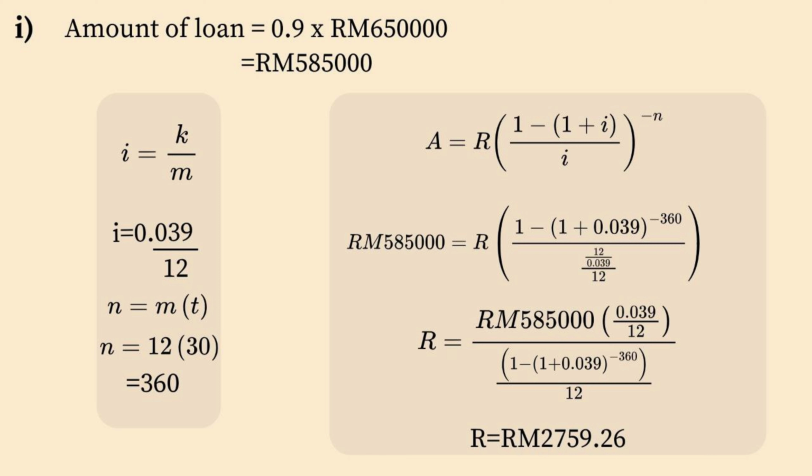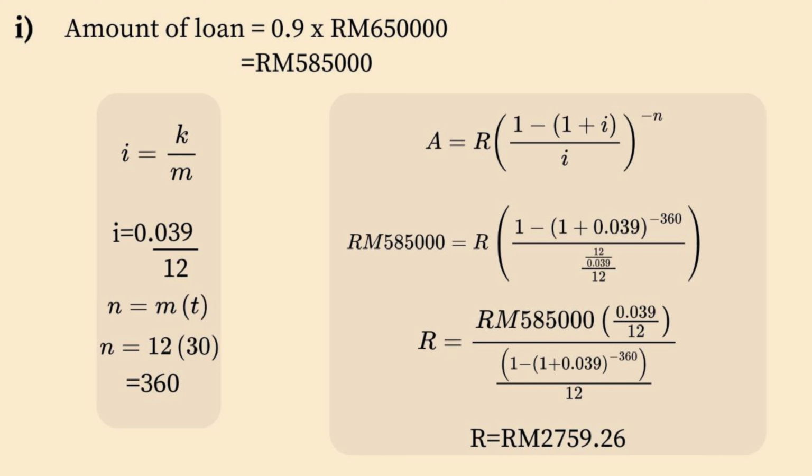Okay, so 1 minus 1 plus I, our I is going to be 0.039 over 12. Why is it 0.039 over 12? Because I is equal to K over M. K is the nominal rate and M is the number of times interest is calculated in a year. So our interest rate is 3.9%. We are going to divide it by 100, so we will get 0.039. The number of times is, they say it is compounded monthly. So monthly is equal to 12, which is why it is 1 plus 0.039 over 12, over I, 0.039 over 12. So for our negative N, it is equal to M times T. It will be negative 360.